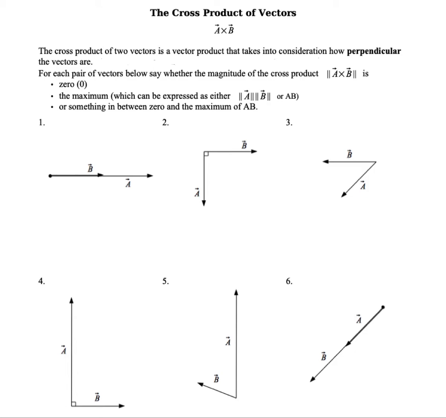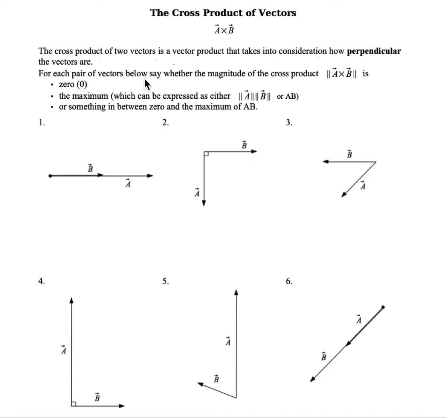The cross product of two vectors is a vector product that takes into consideration how perpendicular the vectors are. The more perpendicular the vectors are, the larger the cross product. But parallel vectors would have a cross product of 0.